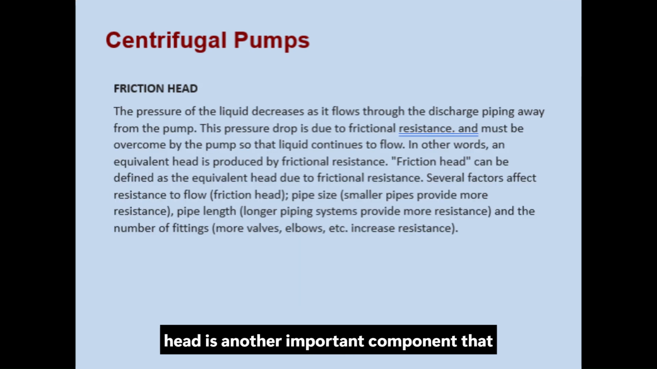Friction head is another important component that affects pump performance. As liquid flows through the discharge piping, its pressure decreases due to frictional resistance. The pump must overcome this friction to maintain flow. Friction head is defined as the equivalent head produced by frictional resistance in the piping system. Several factors influence friction head, including pipe diameter, where smaller pipes create more resistance, pipe length, where longer runs increase resistance, and the number of fittings such as valves and elbows, each of which adds to the total frictional resistance.